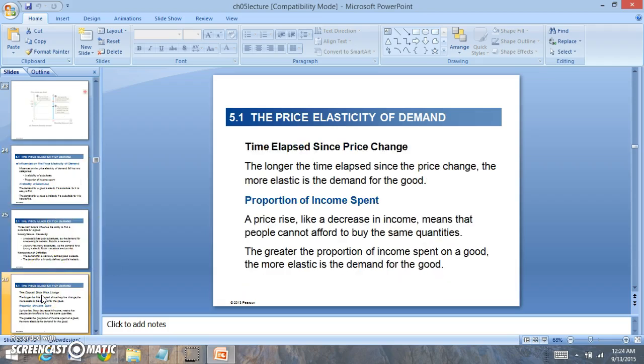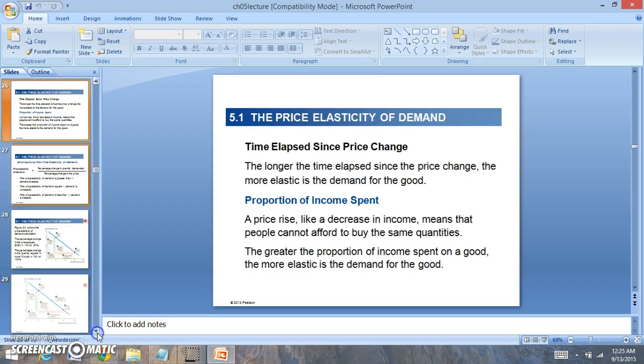Another example is time. The more time you have to shop for a product, the more the good will be elastic, because you don't need the actual good. Now, if you look at inelastic, if you don't have any time to shop for a good, it's going to be more inelastic. You're going to be stuck with buying the good or service.